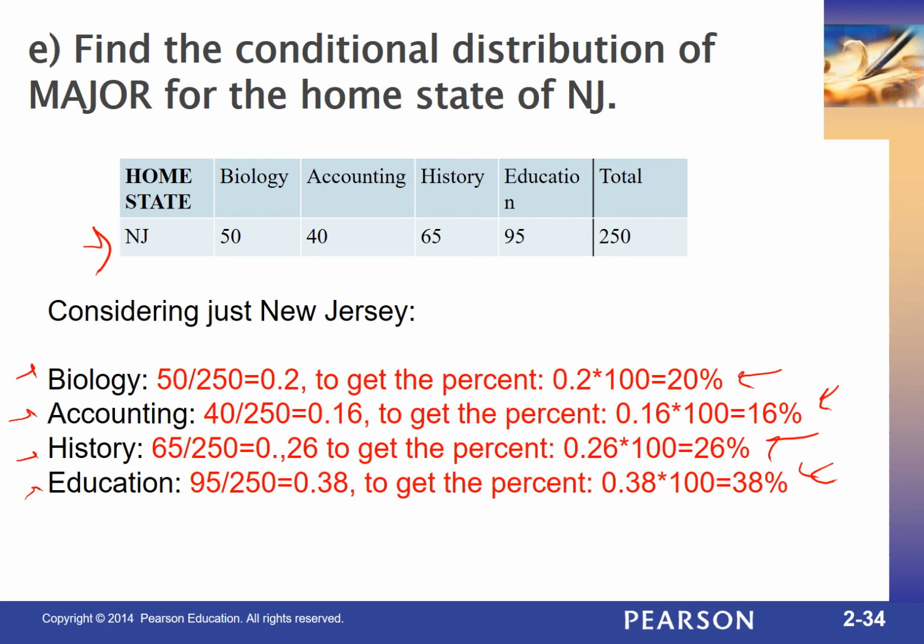So you list all of the other variables that are present and their percentages or counts, depending on if you're doing frequency or relative frequency, for the condition of major is just New Jersey. Cool. Why would you bother doing this?